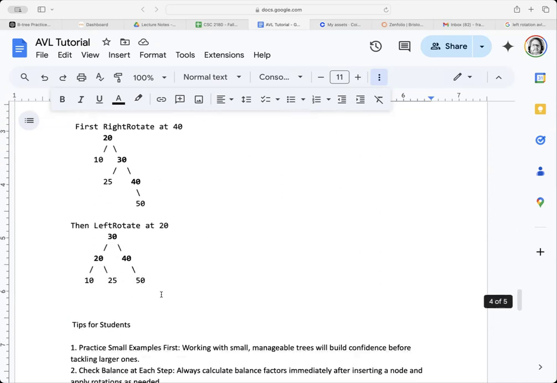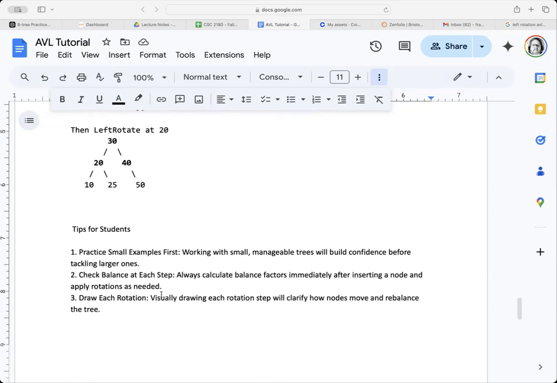So some tips when we're working on these, you start with small examples first. Even when you're doing the program, you want to do them on paper so you understand what's happening. You want to check the balance at each step. So you check the balance of the parent node for the node just added, and then back up the tree, making sure things are okay. And again, if you draw each rotation, it will help you to clarify how things work.